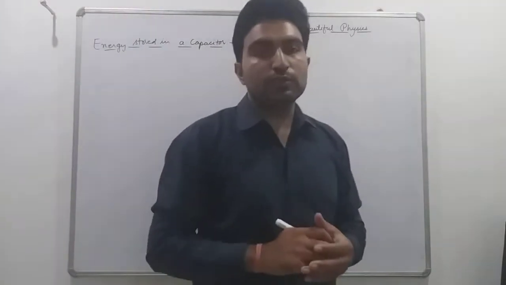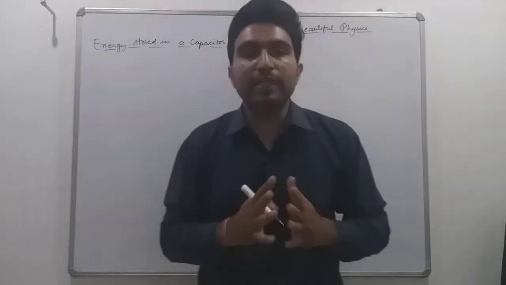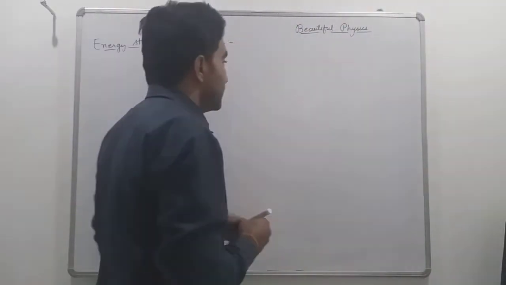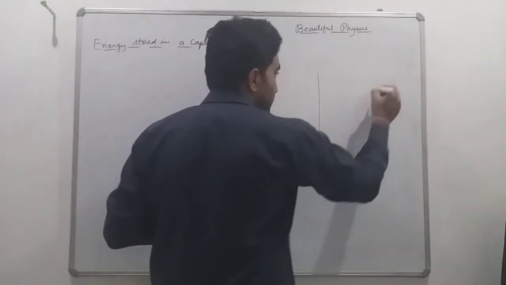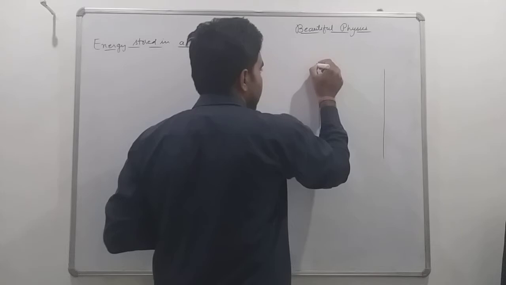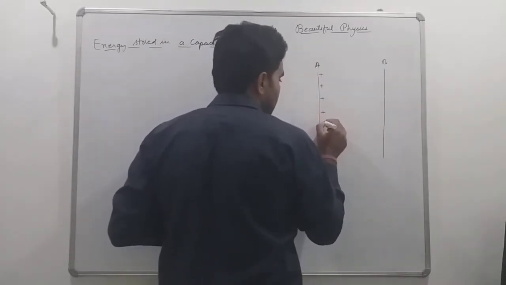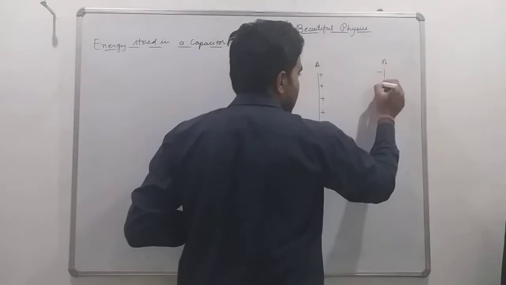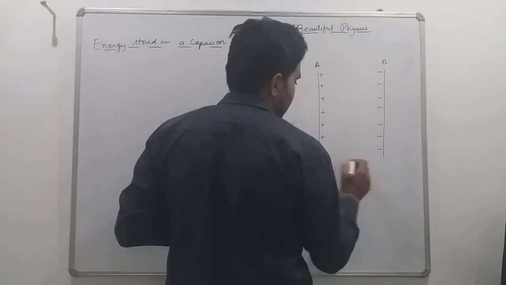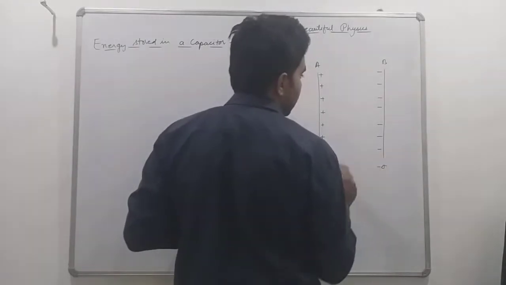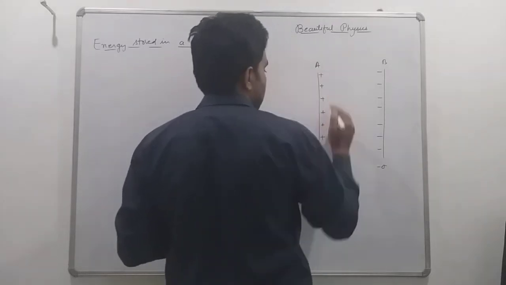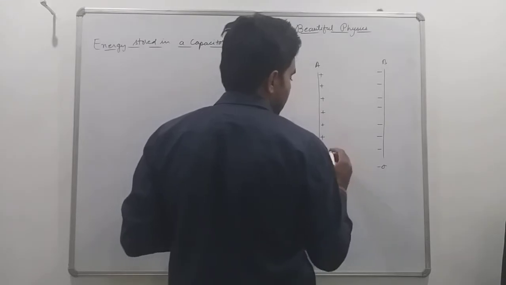When we are charging, suppose we have a parallel plate capacitor and initially it is uncharged. Suppose we are giving charge to the parallel plate capacitor, and these are its plates. When we are charging it, suppose plate A acquires positive charge and plate B acquires negative charge. Suppose the charge density on each plate is sigma, positive and negative, and the area of each plate is capital A.